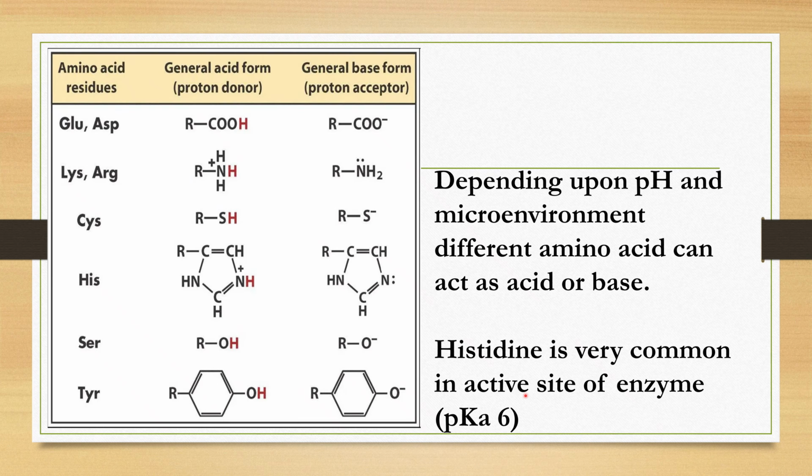Usually histidine, which has a pK of 6 under physiological conditions, is present in the active sites of enzymes and usually acts as an acid or base. It helps in acid-base catalysis. Here you can also see that chymotrypsin undergoes acid-base catalysis during the breaking of your polypeptide chain.